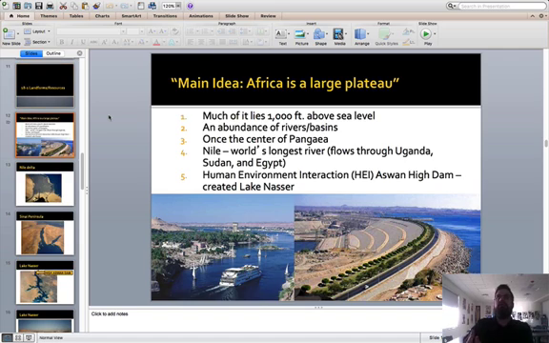All right, so getting into landforms and basically how it's set up. Africa is generally a giant plateau, so most of it is at about 1,000 feet above sea level. You don't see any large mountain ranges or anything like that in Africa. There are some mountains, but nothing too big, other than Mount Kilimanjaro.